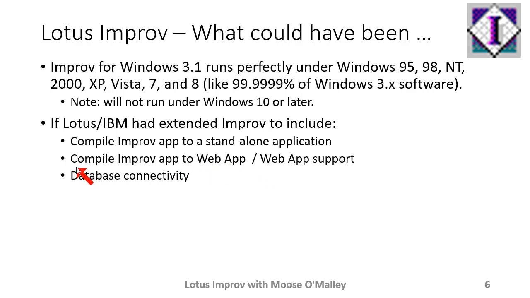So if Lotus and IBM had made it so you could compile Lotus Improv or Lotus Script apps to be web apps, then that would have been a real winner. They would have been right there at the start of the web in 1993, 1994. And if there was database connectivity built in, which is one thing they were looking at adding, and if Lotus or the people who purchased them, IBM, had done these things, Lotus Improv would have taken over the world.